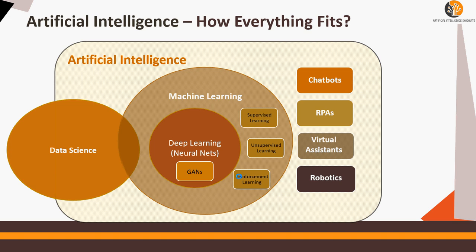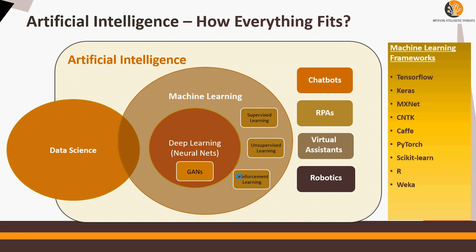And then you would also hear some terms like TensorFlow, Keras, MXNet, Caffe, PyTorch, Scikit-learn, R, and Weka. These are all machine learning frameworks. Please note that R is a language and can also be classified as a library or a framework. Same as Weka. All of these can also be enabled through Python. So Python is a very commonly and widely used machine learning language. I hope this is now clear.